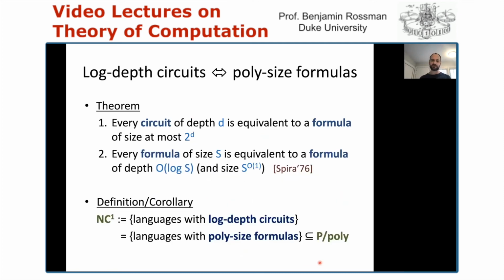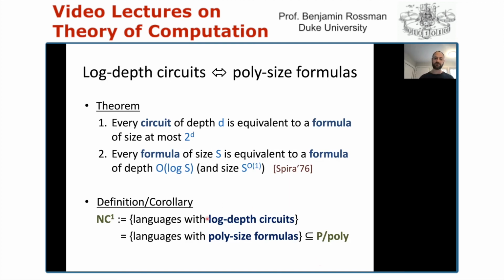Okay, so this is the theorem we just showed, and this leads to the following definition / corollary. The complexity class of languages decidable by log depth circuits, so circuits of depth order log n, is known as NC1. And as a corollary of the theorem, this class is equivalent to languages with poly-size formulas.